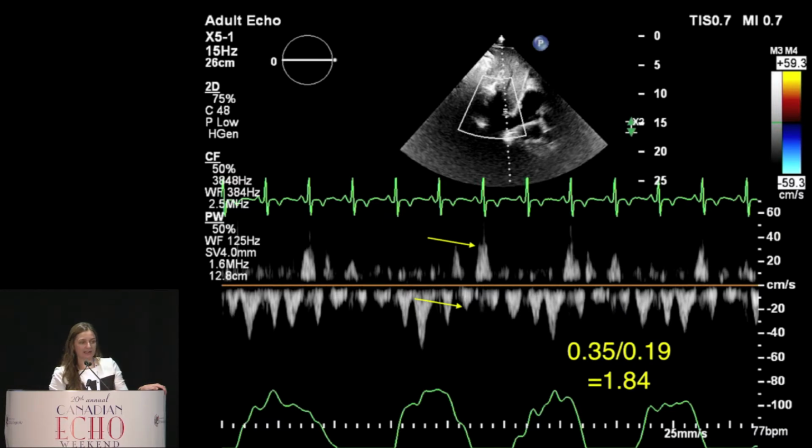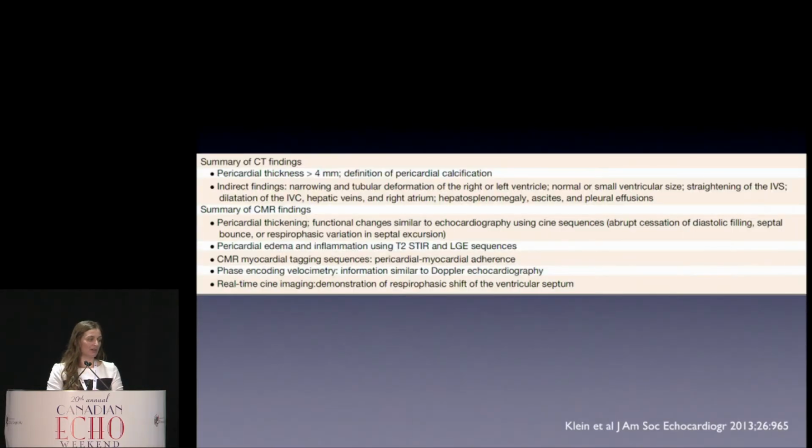And looking in the hepatic vein, first we use the ECG to identify diastole, then we look at the respirometer to identify expiration. And to calculate the diastolic reversal ratio, we take the velocity of the reversed portion of flow, which was 0.35, and we divide it by the forward, which was 0.19. And it exceeds that ratio of 0.79 that we're looking for. It's 1.84. So these meet the criteria for constriction by echo.